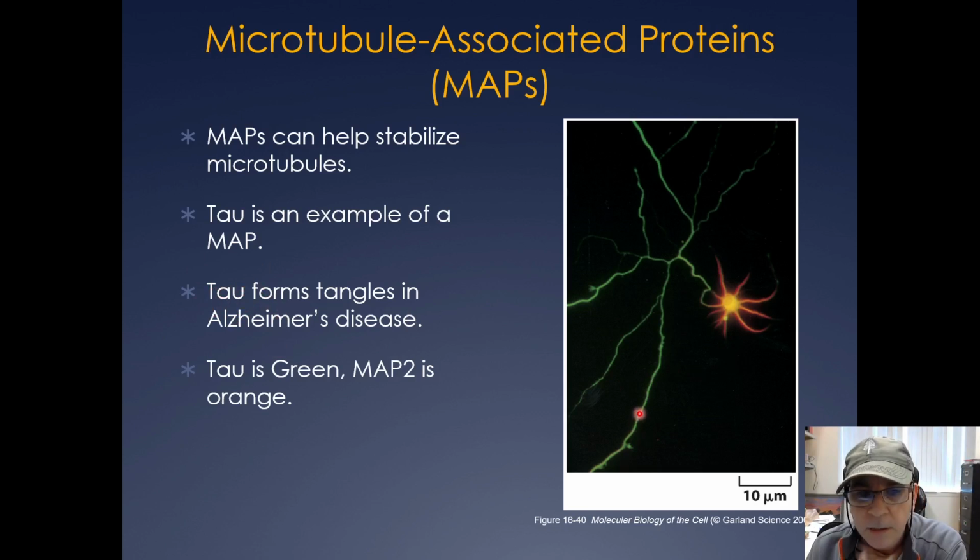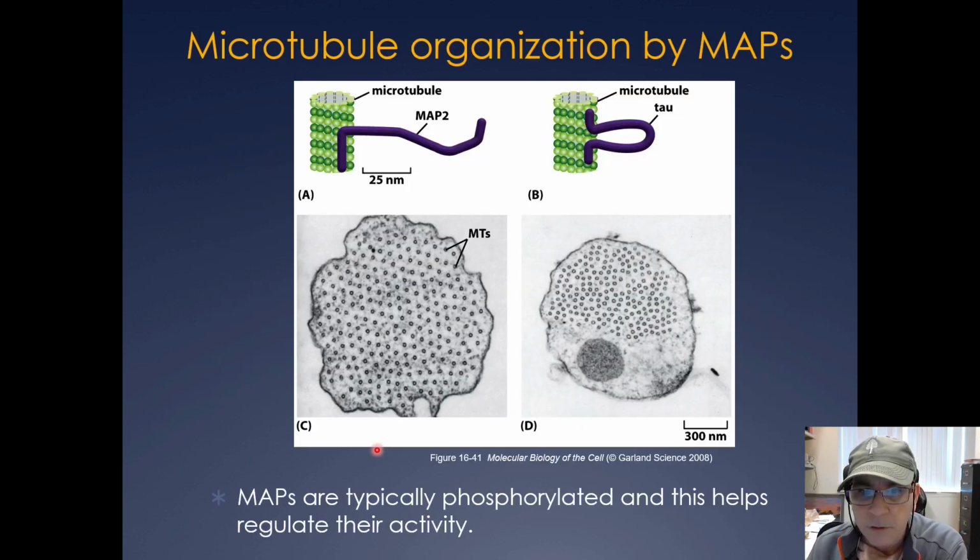And if you look here, tau is shown in green, and MAP2, which is a different microtubule associated protein, is shown in orange. And here's a schematic of what they do. MAP2 can help cross-link two microtubule filaments together, so they create this ordered array. And the same thing with tau, except in the case of tau, it's smaller and the microtubules are brought closer together. And typically these are regulated by phosphorylation to help organize all of the microtubules in the cell.